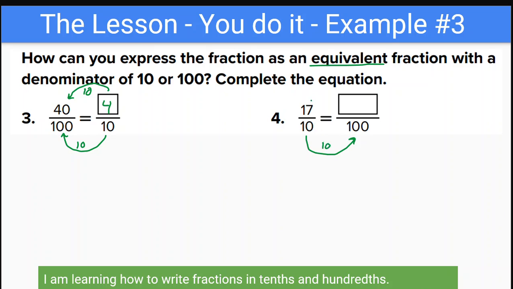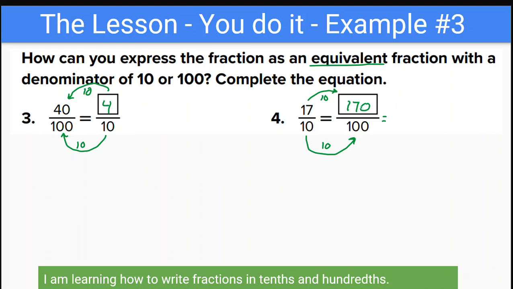Now, this is going to be strange. 17 times 10 is 170, so that's 170 hundredths. Now this right here is an improper fraction. A 100-year-old should not be carrying around a 170-year-old. You know what I mean? But we can fix this, and we could say it like this.